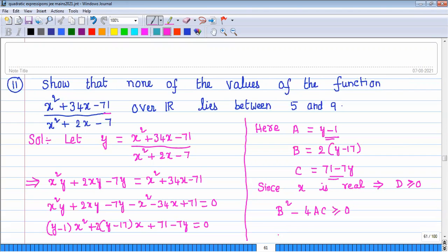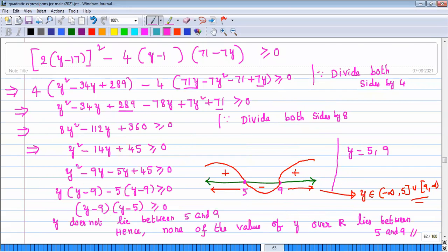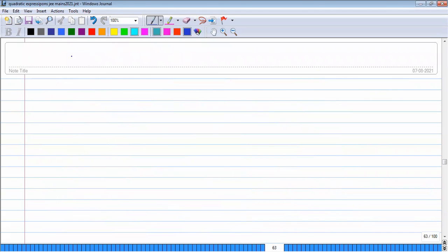So today we shall discuss three more problems so that this chapter will be completed. Tomorrow onwards, I will start objective type questions based on quadratic inequalities. Okay, 12th problem, page 61.